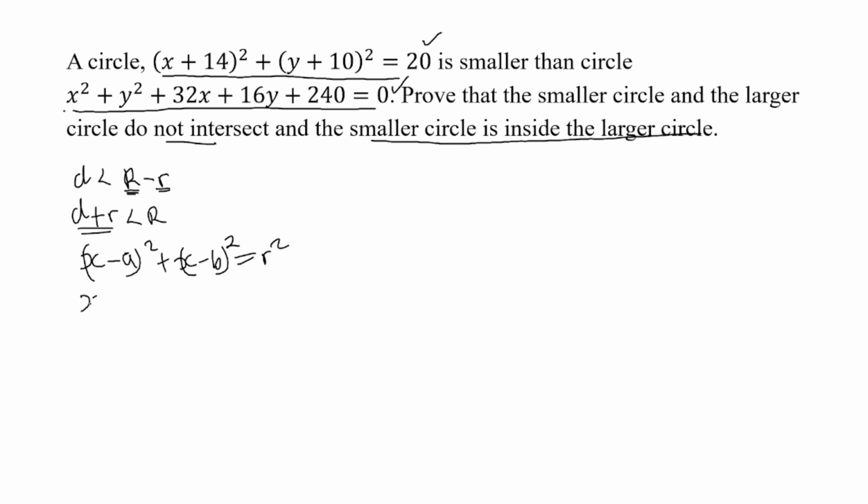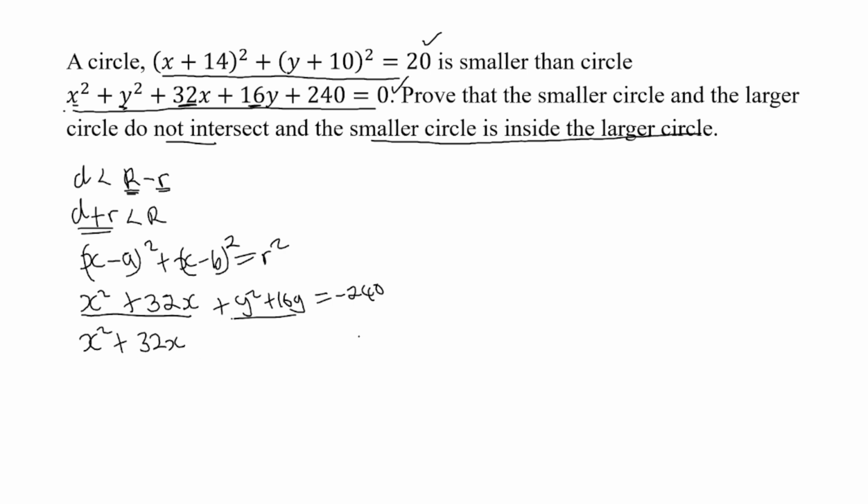So what do we have? We have our x squared. Let's bring these ones closer to each other. x squared plus 32x, and then we have y squared plus 16y, is equal to negative 240. Right? And then we complete the square, these two. So it becomes x squared plus 32x, and then we find half of positive 32, which is positive 16.